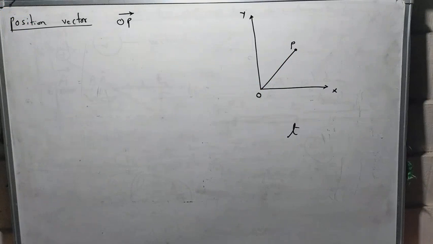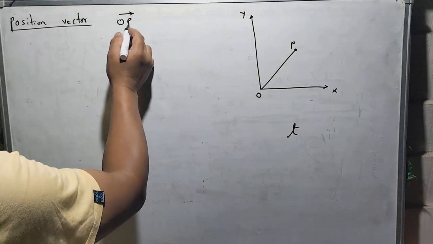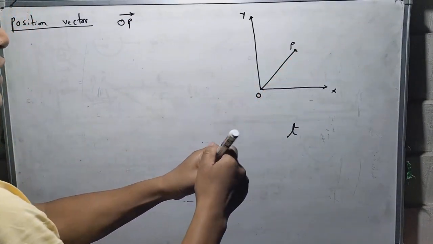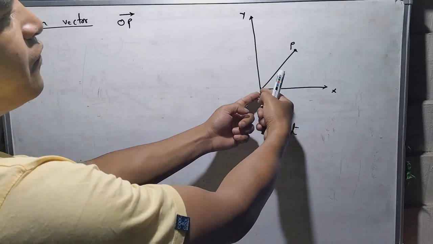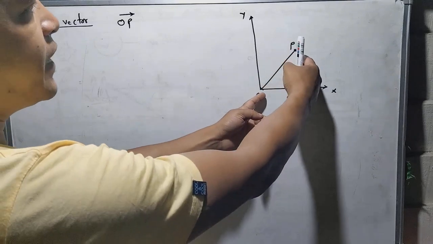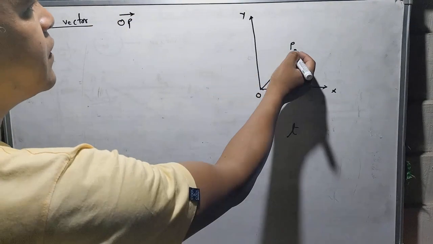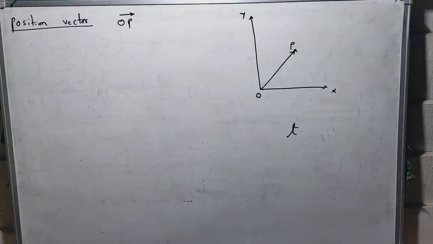So we define the position vector as a vector which gives the position of an object with reference to the origin of this coordinate system. We represent the position vector as OP. This OP here stands for the magnitude. If we talk about displacement, then this length OP would mean the magnitude of the displacement, and this arrow here tells the direction of the displacement of the object.